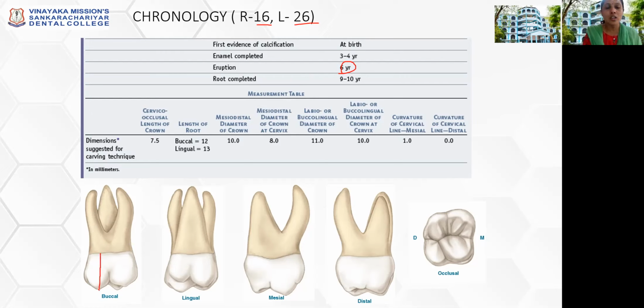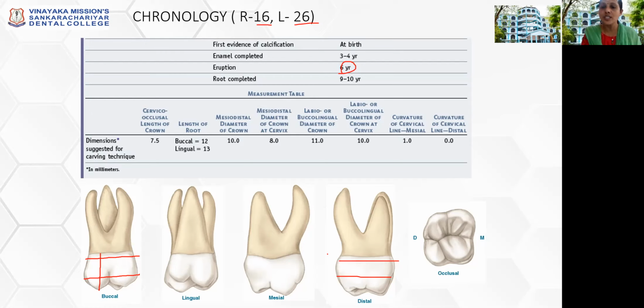The cervico-occlusal dimension of the crown is roughly 7.5 mm, and this is the mesial aspect, and this is the distal aspect. The mesiodistal dimension at the crown is 10 mm, and at the cervix, it is 8 mm. This is the buccal surface, and this is the lingual surface. The buccolingual dimension at the crown is 11 mm, and at the cervix, it is 10 mm. This is the cervical line mesially and distally.